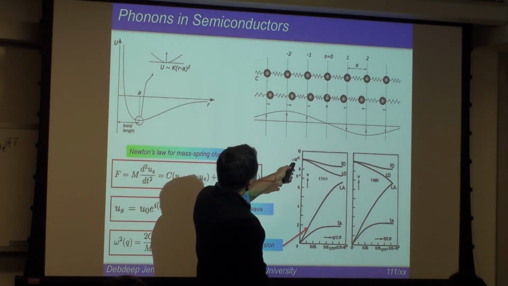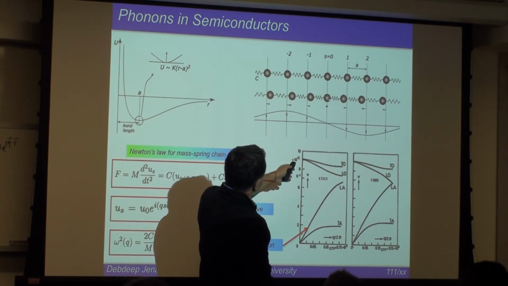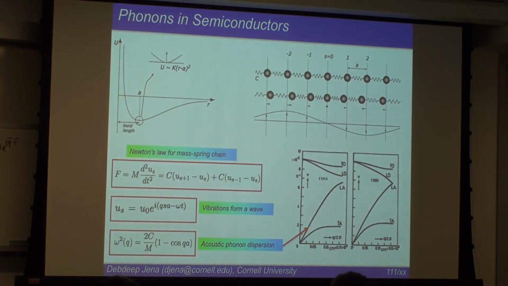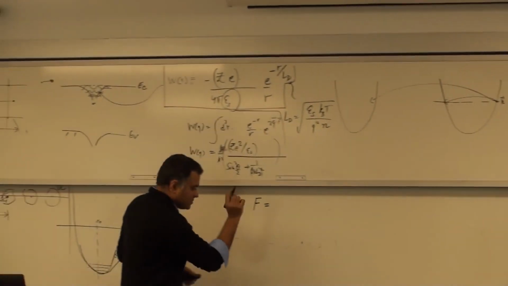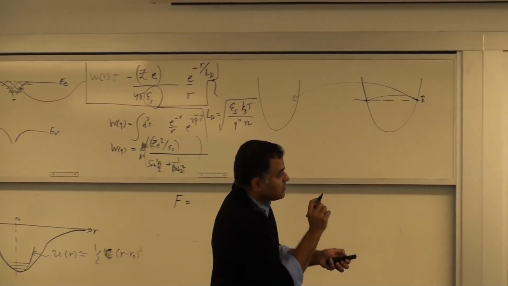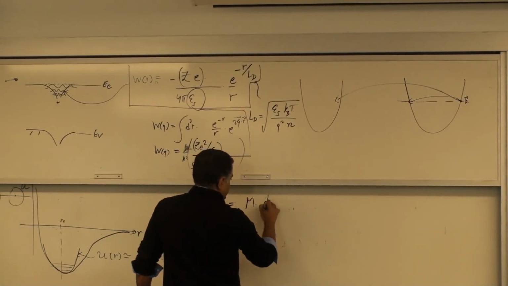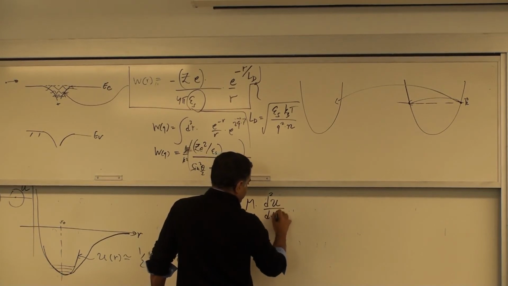Here's one kind of wave, where, for example, this atom is not vibrating. S is the index of which lattice point you are in. And so I can write that for this mass-spring system, the force on any atom, or any mass, is equal to the mass of that atom times the acceleration, d2 over dt squared.